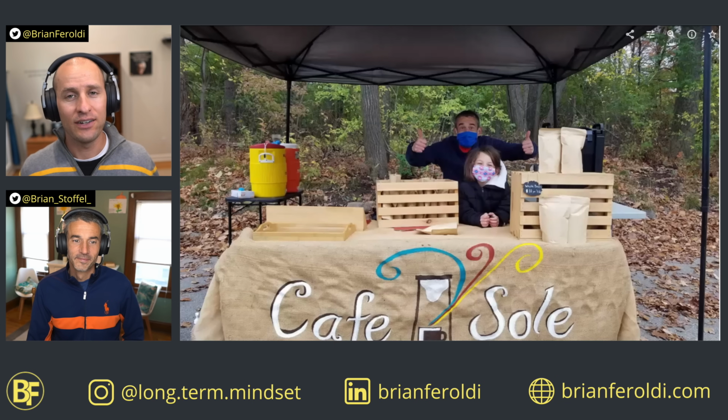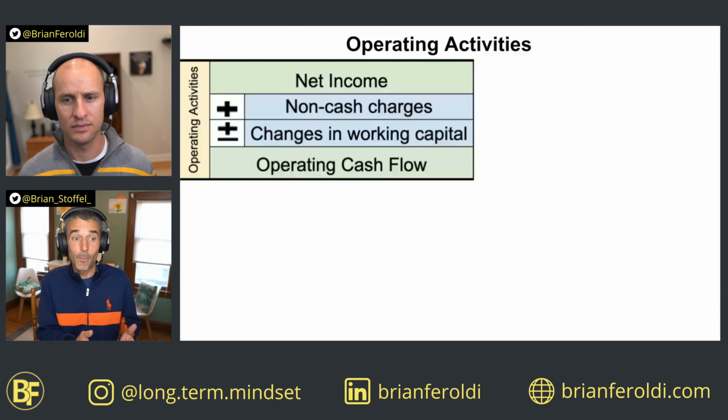All right, Brian, time to run through a very simple example. Let's go back to the coffee stand that you own and show how you create a cash flow statement. Well, we'll start with operating activities. From the last video, we know that net income came in at $1,500. But let's look at the non-cash charges that the company might have had.